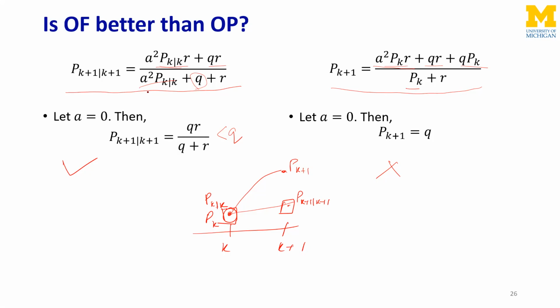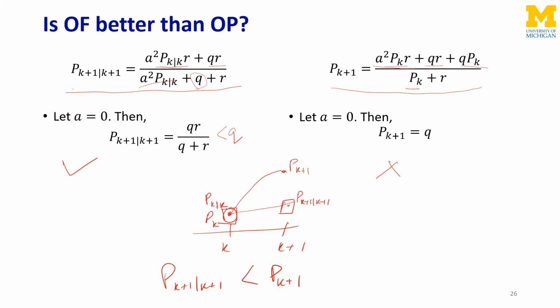Well, if a is greater than 1 and Q is greater than 0, the filter denominator is going to be larger than the predictor's denominator, and hence this term is going to be much smaller. So what I'm saying is P_{k+1|k+1} is going to be less than P_{k+1|k}, which is actually great. So a filter produces much better estimates than a predictor. And this is also an intuitive result.